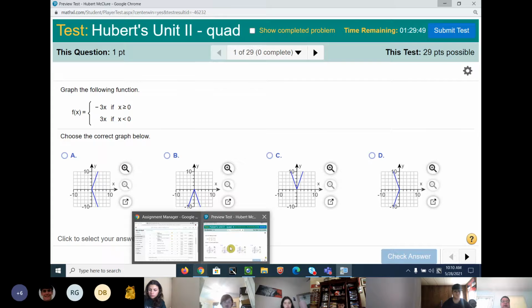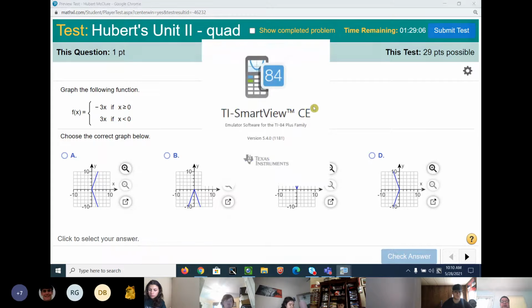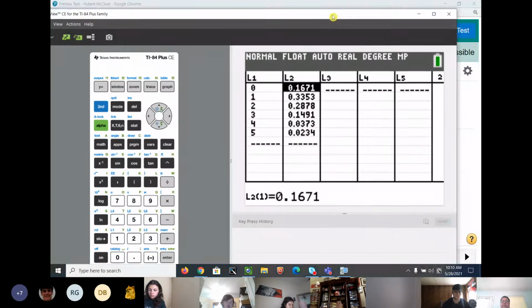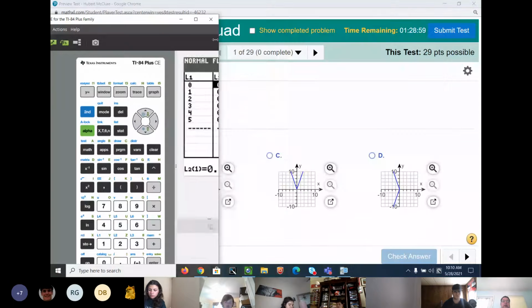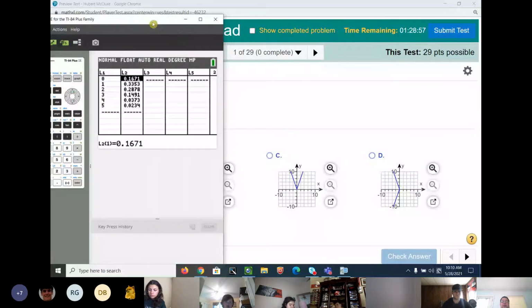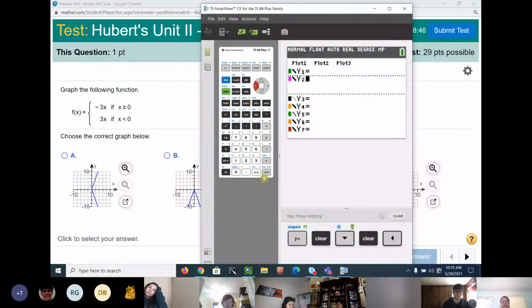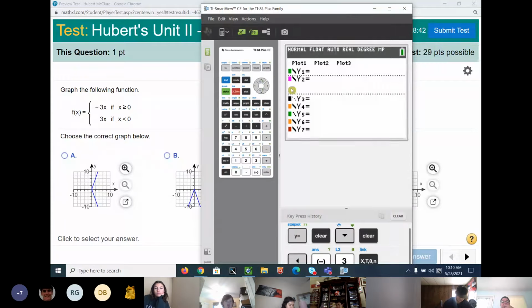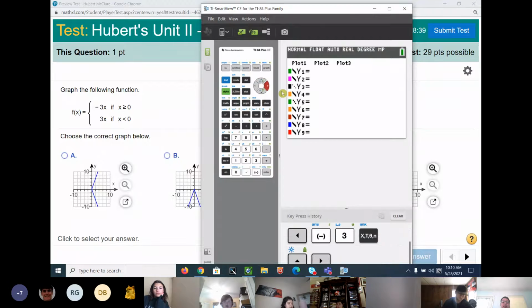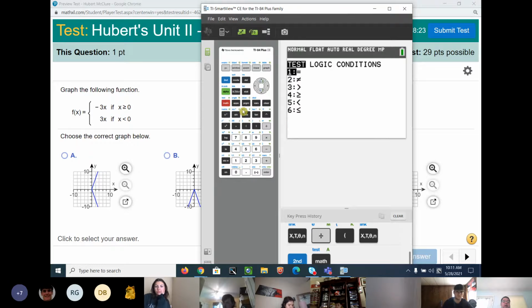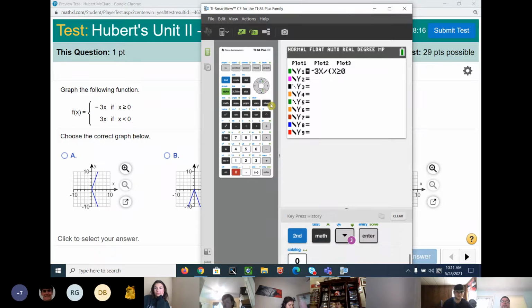There we go. All right, and I'm going to type in as soon as it comes up, and I make it smaller. I'm going to type in y equals, clear, y equals negative 3x, divided by parentheses, x, second test, greater than or equal to 0, which means all positive numbers.